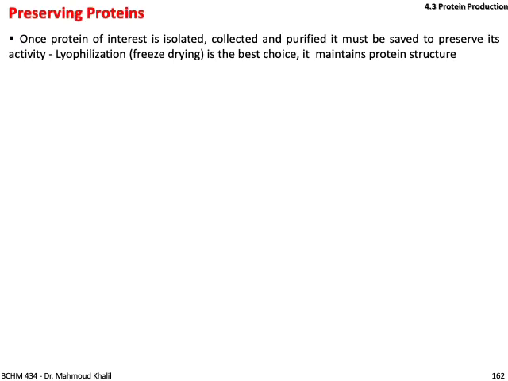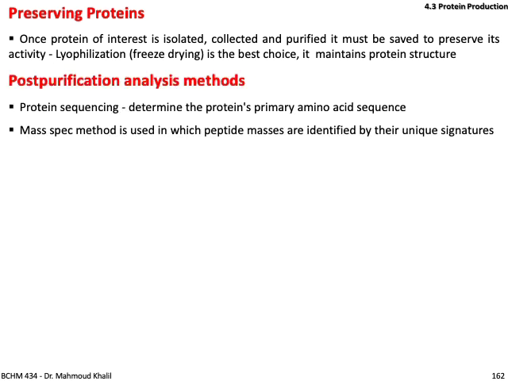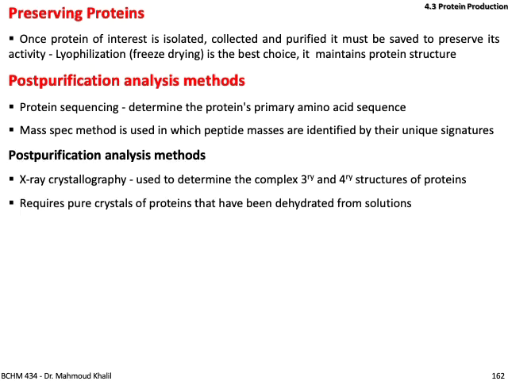So after you verify the protein, you need to preserve the protein. Once the protein of interest is isolated, collected, and purified, it must be saved to preserve its activity. It can be lyophilized. Freeze drying is the best choice because it maintains the protein structure. The post-purification analysis methods include protein sequencing, of course, to know the sequence, and mass spec, of course, to know the unique signature and what this protein is.